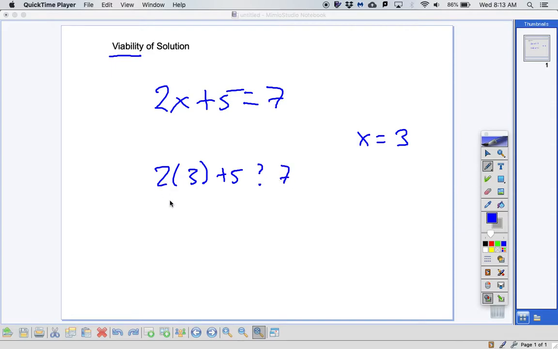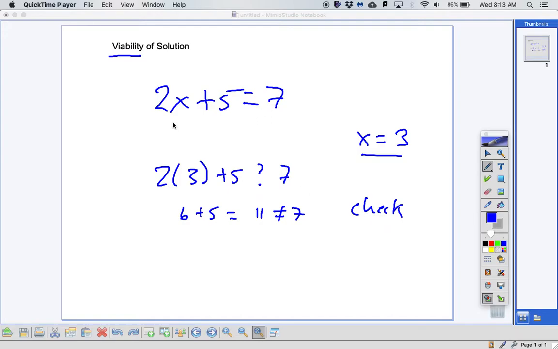So 3 times 2 is 6. 6 plus 5 is equal to 11, which is not 7. So this solution is not viable. And you can do that with any solution. We used to call this check your solution, and it still means the same thing. Anytime you have a solution, you can check to see if it's viable or not by seeing if it's true in the original equation.